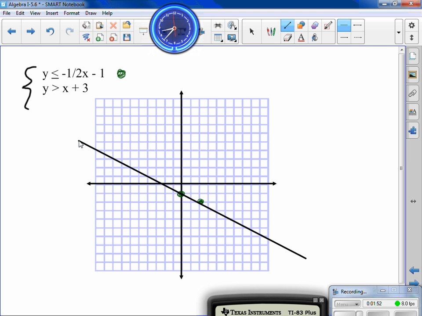Now, this is the one piece that we do a little bit differently. Where's my shading go? Less than, so it's below it. Instead of going crazy and shading everything under here, I'm just going to do this. This tells me that everything is going to be shaded below it.